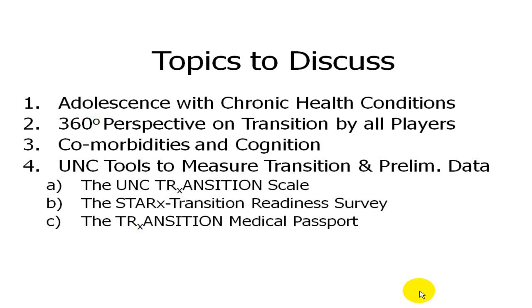The topics I will discuss: we're going to talk about adolescents with chronic health conditions. Then I'm going to show you some of the early data that justified our existence in our program. I call it the 360-degree perspective on transition. We asked all players several questions. Then we're going to talk about adolescents' comorbidities and their cognition. And lastly, I'm going to talk about the tools that we've developed with the help of an interdisciplinary team, and share some of our preliminary data.